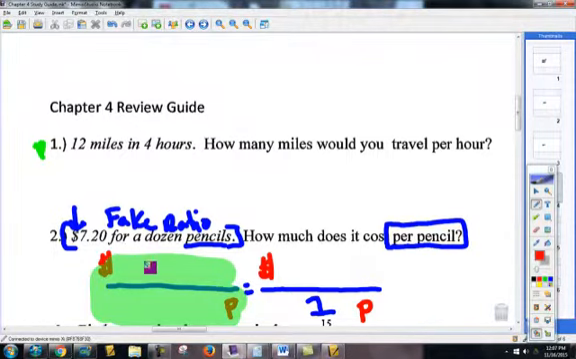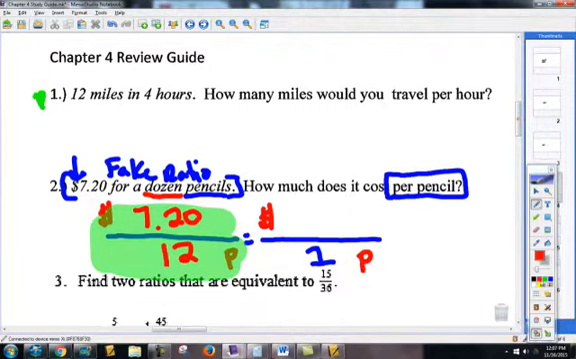So I'm going to go ahead and put my fake information on here. I know it's going to be $7.20 for a dozen. You got to know that dozen means 12 pencils. Thanks, Ishti. All right. Now, what am I doing to my number of pencils here? I'm dividing it by 12. So what do I got to do to $7.20? Divide it by 12, right?